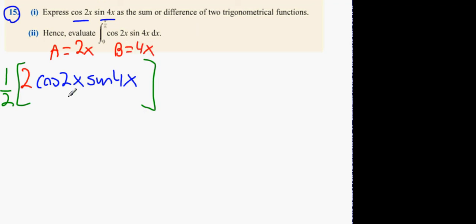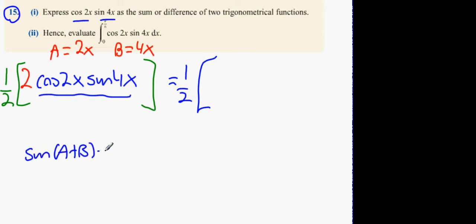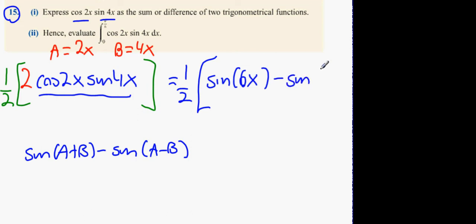I'm then going to look up the formula that has this in it. What's the formula that has this in it? The formula is going to be a half times the formula. So what is that formula? It's going to be sine A plus B minus sine A minus B. Now guys, there's a trick in this as well, right? Let me show you. What's A plus B? What's A plus B? Sorry? 6x. What's A minus B? 2x minus 4x, minus 2x.